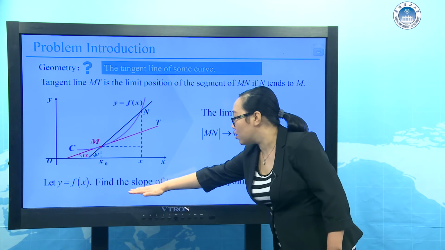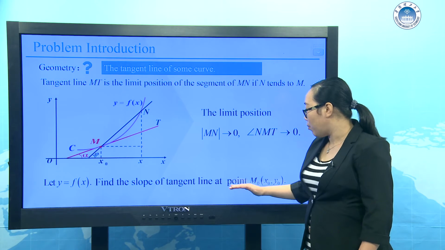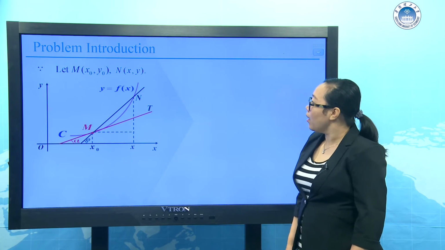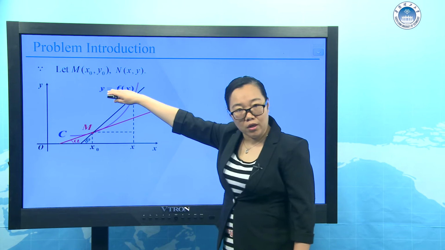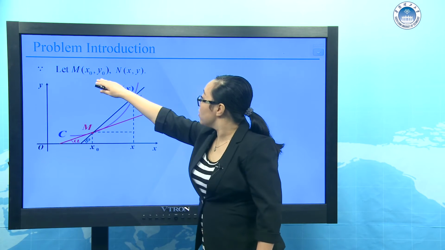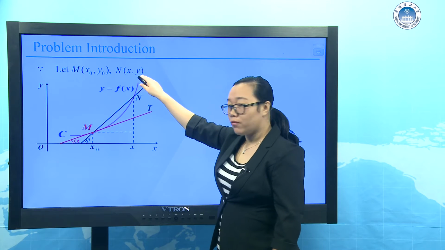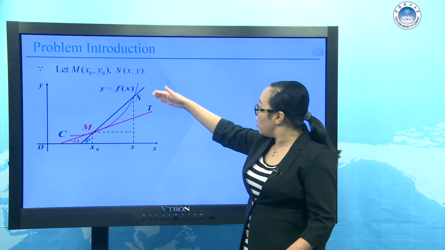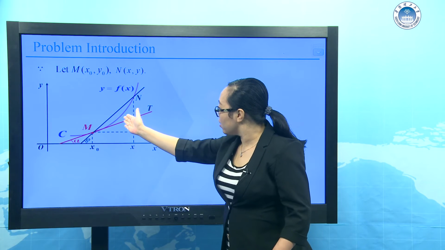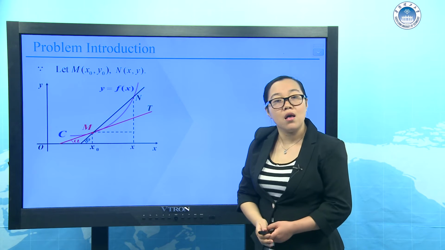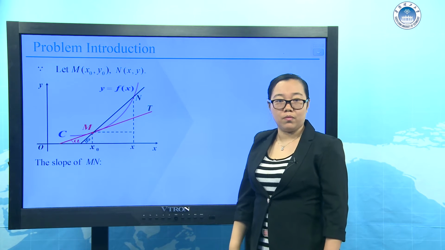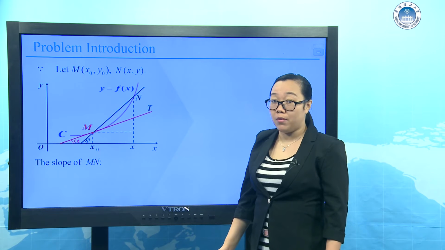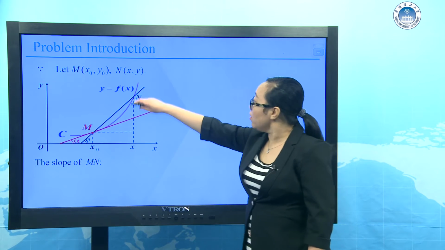At this time, let the pink curve function be y equals f(x). Find the corresponding slope of the tangent line at the point M0. How to compute? Let capital M be given with coordinates x0, y0, and capital N with coordinates x, y, where N is changeable. How does N change? N along the pink curve tends to capital M, so N's coordinates x, y are changeable. How to compute the slope of MN? M is given, N is given.